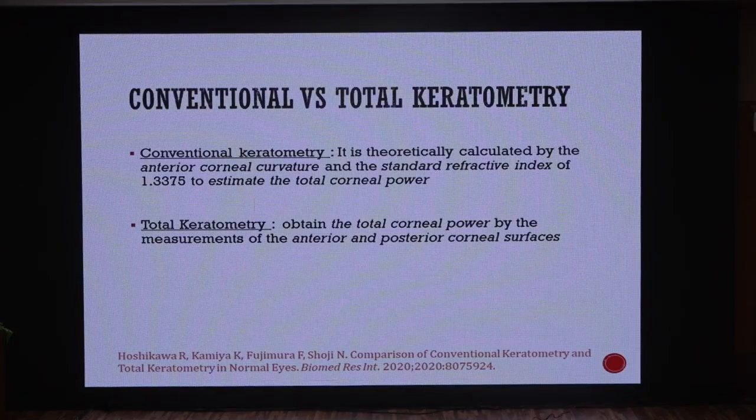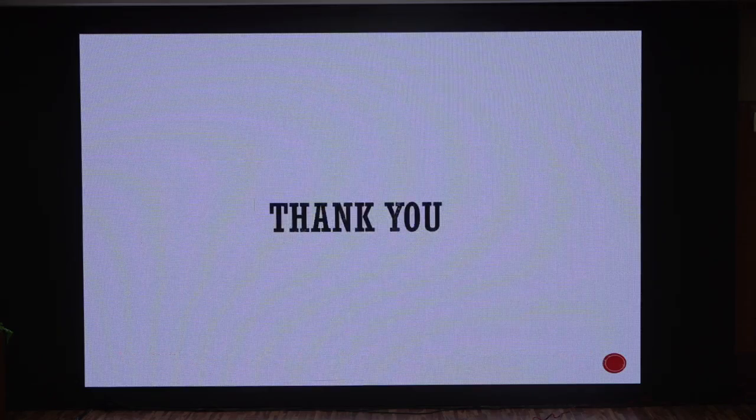So the newer variety of optical biometers that have come, that includes your IOL Master 700, which is based on swept source OCT parameters. There it also takes into account both the anterior and posterior corneal curvatures, and it gives you a corrected or a total keratometry value. So this is the concept between conventional and total keratometry. So you need to know these terms. So that's all from keratometry. Thank you.